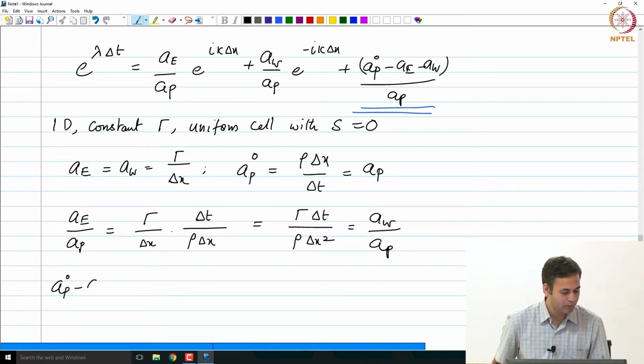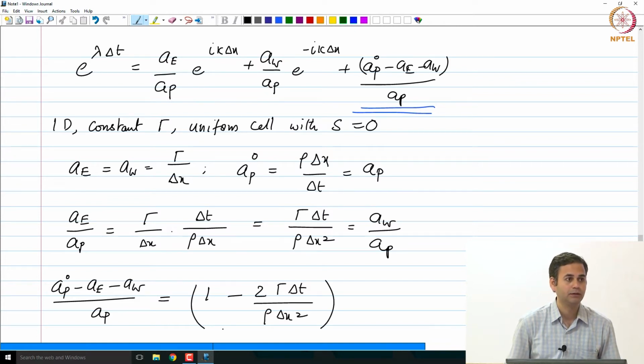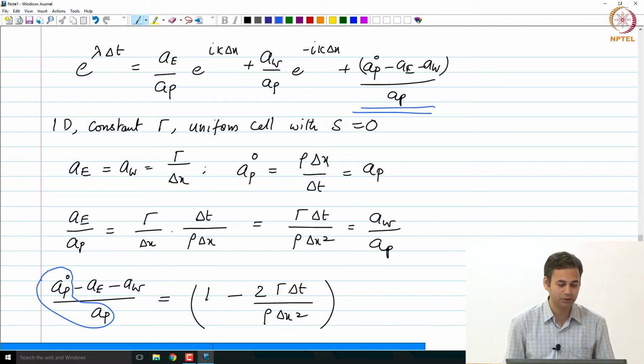(a_P0 minus a_E minus a_W) upon a_P. This will be how much? 1 minus, you have a_E equals a_W, this is 2 times a_E by a_P, right. This is 2 gamma delta t upon rho delta x square. Is that all? Right. a_P0 equals a_P. So, as a result, the first term is 1, right, and the remaining part is 2 times gamma delta t by rho delta x square. Okay. Fine. Okay. Now, we will substitute all these things back into the equation.